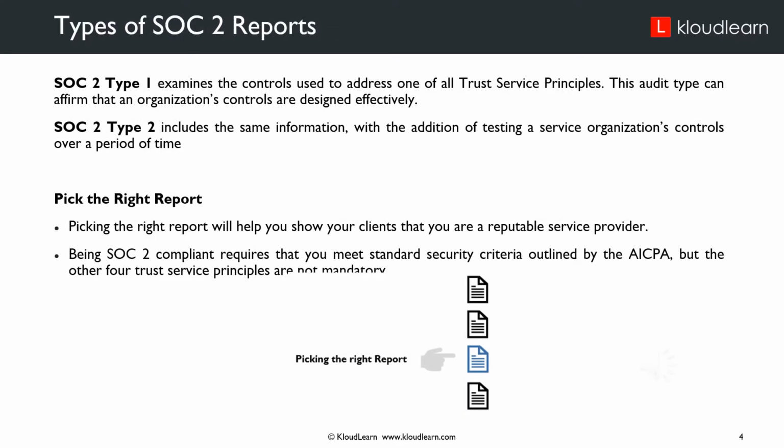Types of SOC2 reports. SOC2 Type 1 examines the controls used to address one or all trust service principles. This audit type can affirm that an organization's controls are designed effectively. SOC2 Type 2 includes the same information with the addition of testing a service organization's controls over a period of time. Pick the right report. Picking the right report will help you show your clients that you are a reputable service provider. Being SOC2 compliant requires that you meet standard security criteria outlined by the AICPA, but the other 4 trust service principles are not mandatory.